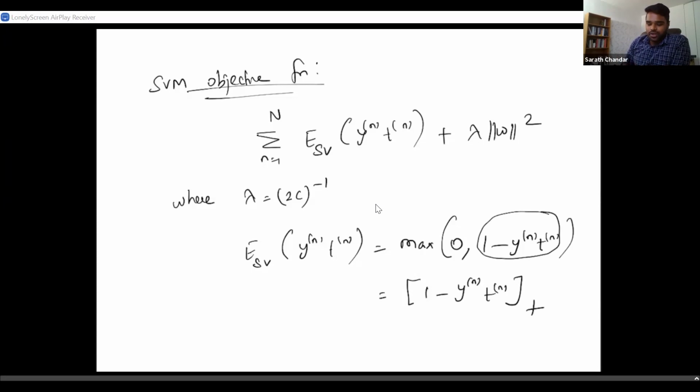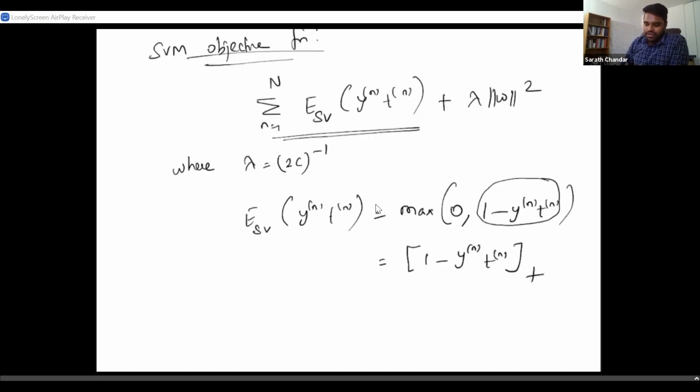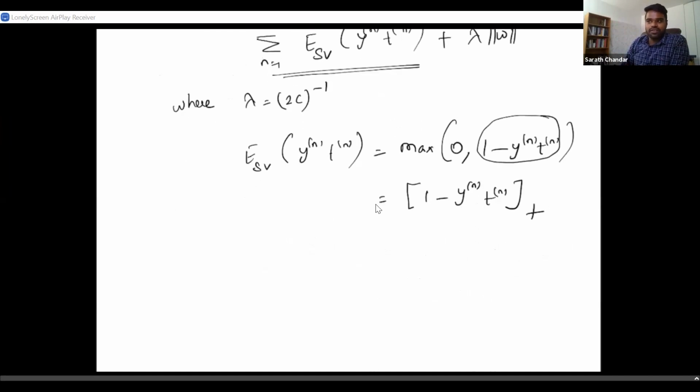Or in other words, this support vector error function is 0 whenever the example is correct, and it is a linear function of the error whenever it is not correct. Okay, so now this specific error function has a name, so this is known as hinge loss.